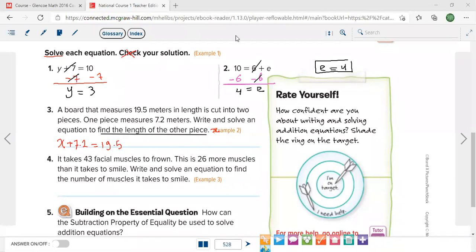We formed the equation, so it's left to solve the equation. So we are going to minus 7.2 from the left hand side, minus 7.2 from the right hand side. So plus 7.2 minus 7.2 are gone, so x remains. 19.5 minus 7.2 will give you 12.3. Of course, meters.